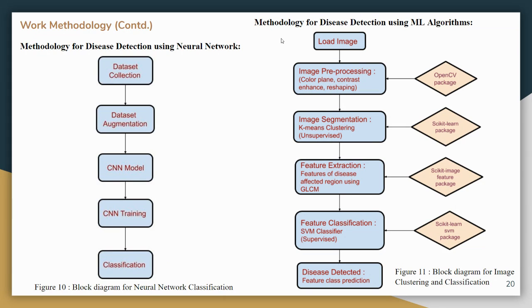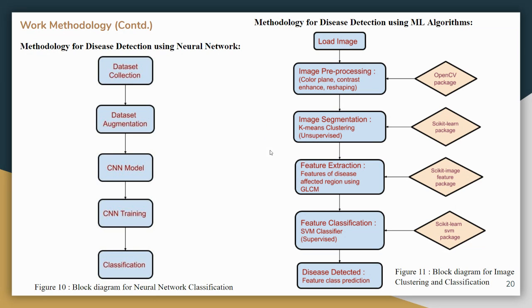Next comes the methodology for disease detection using the ML algorithms. For that, we first load the image, and then we perform some image pre-processing techniques, for example contrast enhancement, reshaping, and changing the color plane. After that, we perform the image segmentation. Image segmentation is done using k-means clustering.